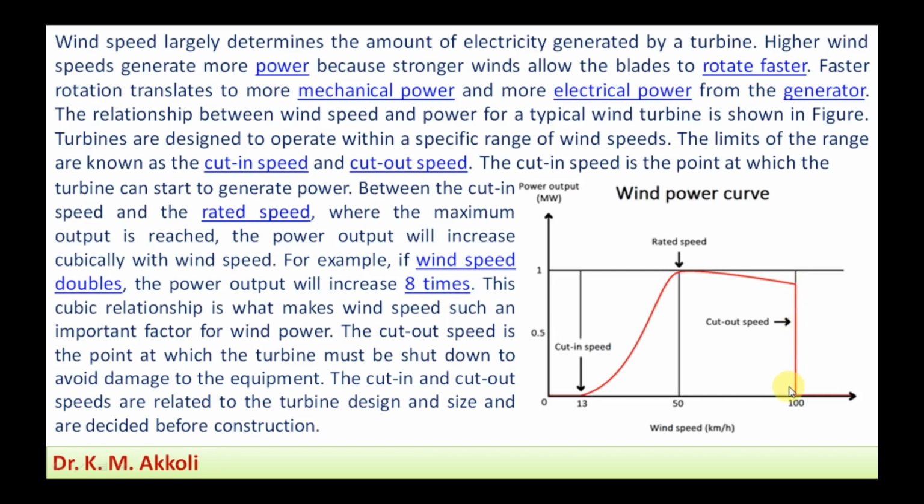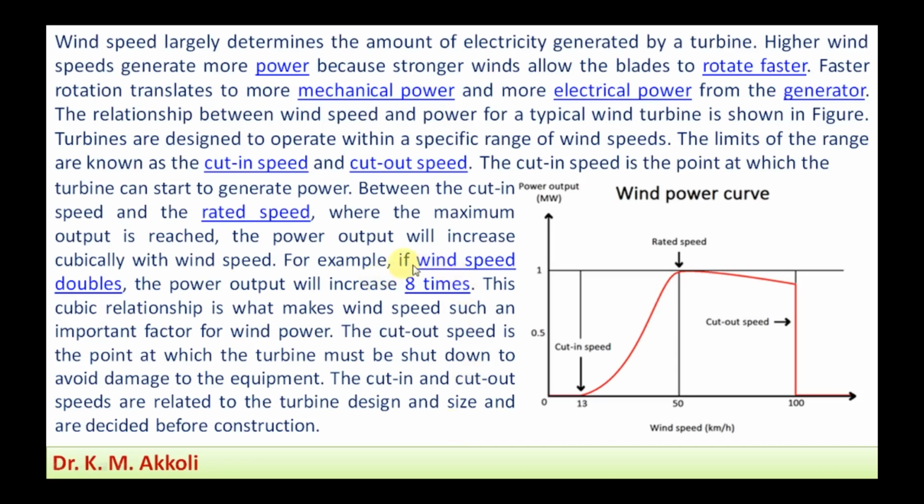It reaches a lower value at the cut-out speed. The cut-out speed is the point at which the turbine must shut down to avoid damage to the equipment. At that speed the equipment may rupture because of overspeeding, and that is called the cut-out speed. The cut-in and cut-out speeds are related to the turbine design and size and are decided before construction.